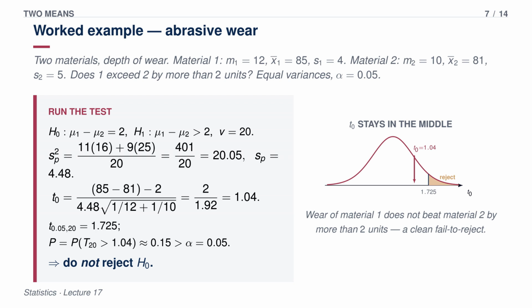The picture says it kindly. The arrow parks in the middle of the curve, nowhere near the gold tail. Do not reject. Material 1 does wear more, but more than 2 units more? The data can't back that.